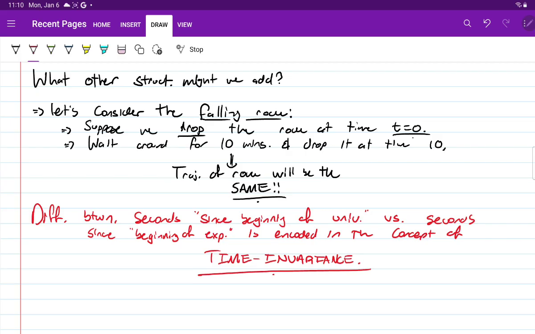So systems that exhibit this property, in which it's not the number of seconds since the beginning of the universe that matters, but rather just the amount of time that has passed since we started our experiment, are said to be time invariant. All right? So this is still a rather hand-wavy concept. We haven't actually put any mathematics to it. So we'll spend the next couple of minutes formulating a nice, precise definition for time invariance. Okay?